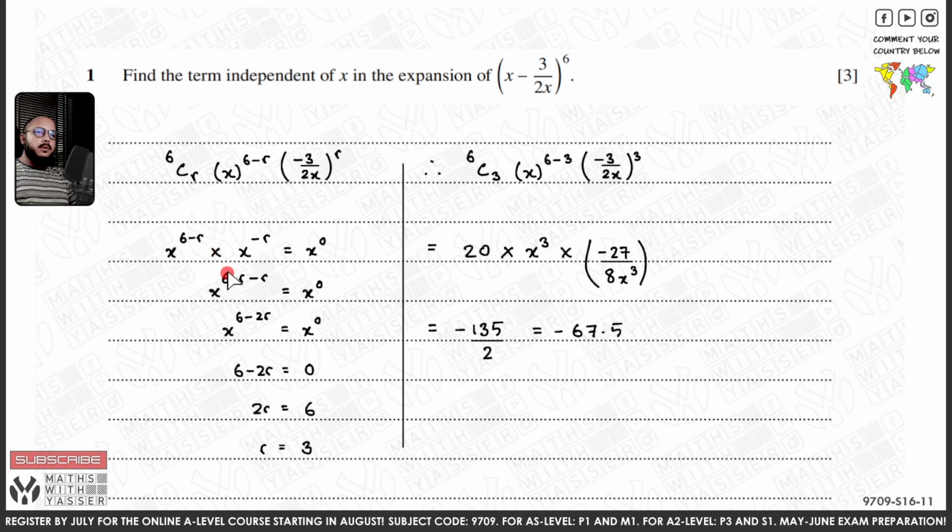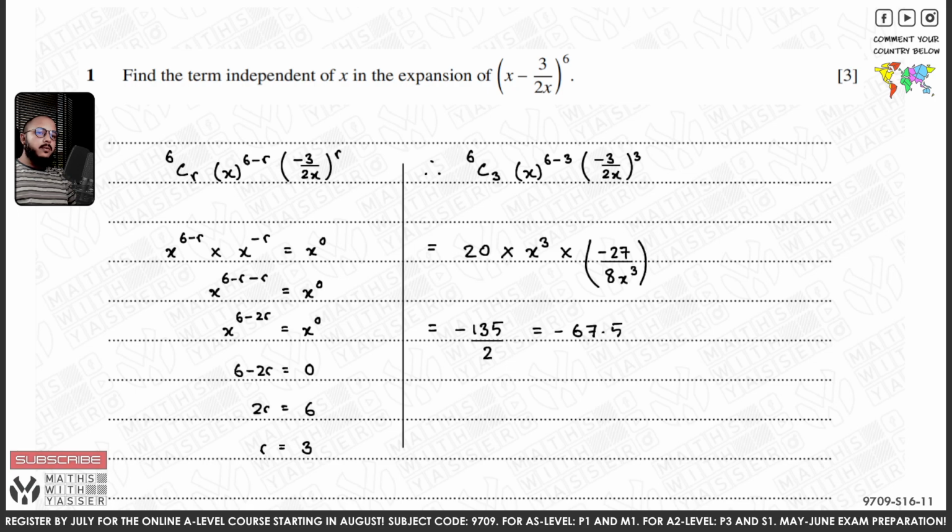Since there is a multiplication, we need to add these two powers. So it will be 6 − r − r, which simplifies to x to the power 6 − 2r equals x to the power 0. With the help of the equality rule, I get 6 − 2r = 0. So 2r = 6, therefore r = 3.